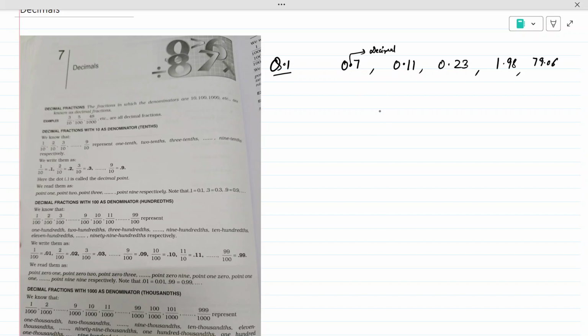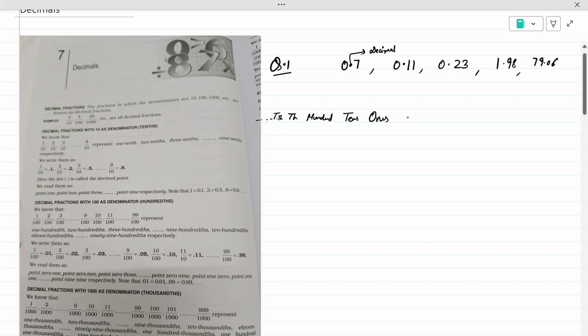First of all, we know we have ones, then tens, hundreds, thousands, 10,000 and so on. All these are the place values. This is the place value chart, and all these are the places which we can have in any number.